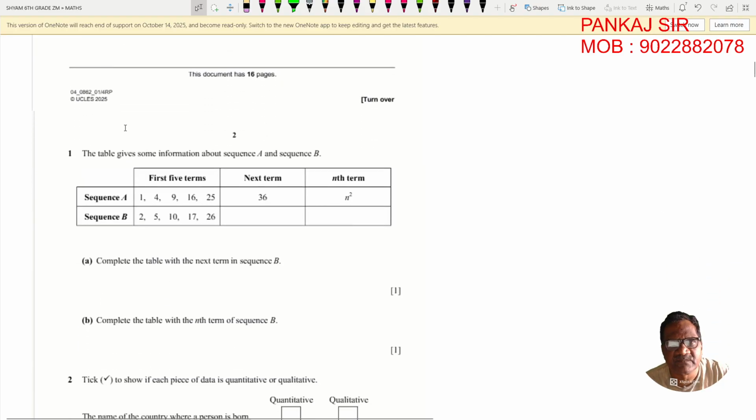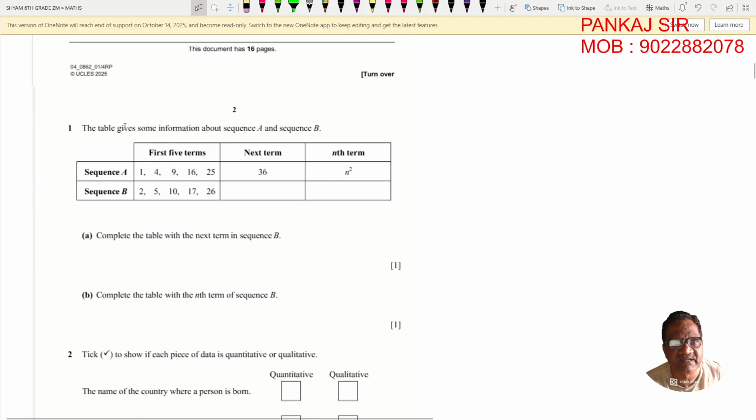Here we go. Question number 1 says that the table gives some information about sequence A and sequence B. Sequence A is 1, 4, 9, 16, 25. The next term is 36 and the nth term is n squared. Sequence B is 2, 5, 10, 17 and 26, and the next term and nth term are blank. Part A is to complete the table with the next term in sequence B. So what should the next term be?